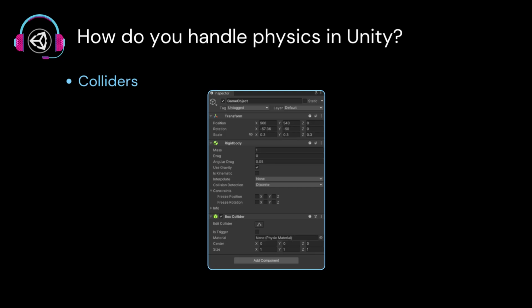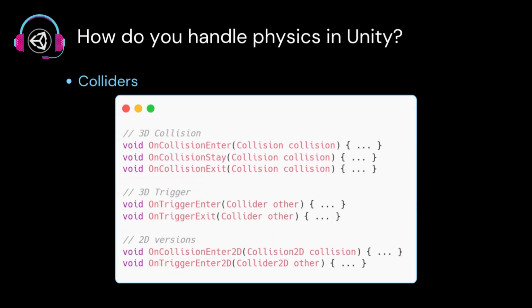Apart from these components, Unity has collision and trigger events. They let you respond to physics events using special functions like OnCollisionEnter, OnCollisionExit, and their 2D versions. If you are using triggers, use OnTriggerEnter and OnTriggerExit. These events fire when objects collide or overlap, perfect for things like damage zones or pickups.